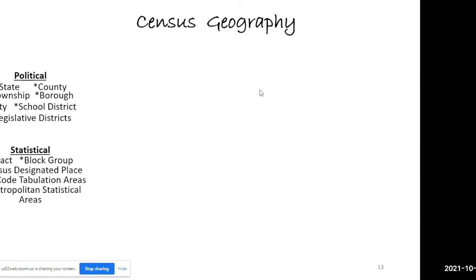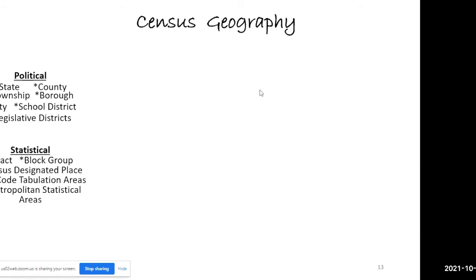I'm sure there are some, but in Pennsylvania, we have Hershey, Pennsylvania. That's not an official place. It's not a state, a county, a township, or a borough, but it is a place that people want data for. So we call that a census designated place. And we work with the local governments to define these census designated places.